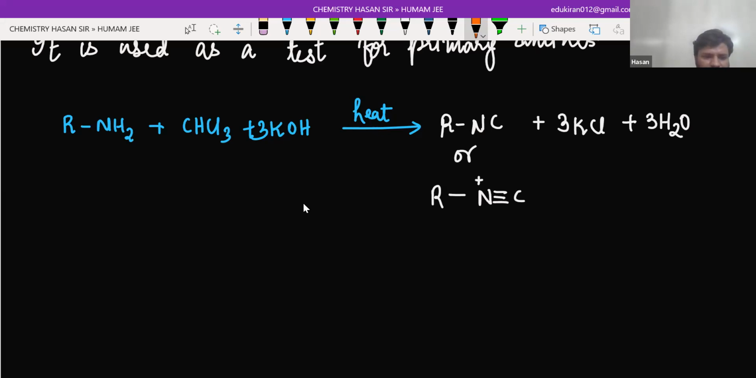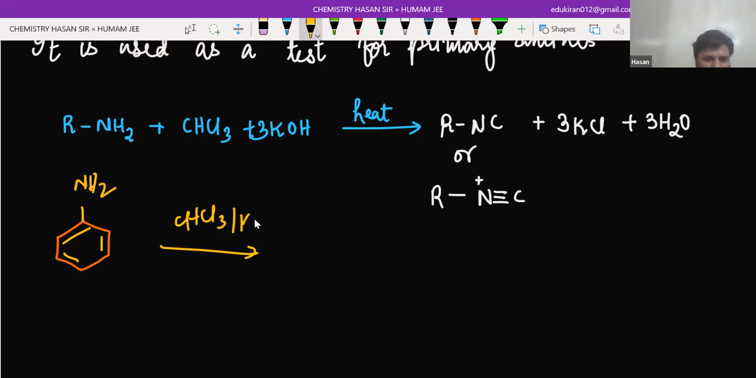Is that clear? If you have something like this, it is also a primary amine. You know that this is your primary. And if you react this with the same thing, CHCl3 and KOH, and heat it, this will be converted into the isocyanide. Is that clear?